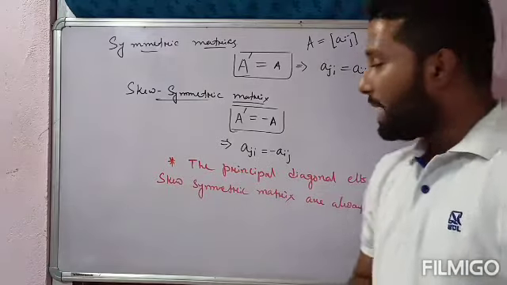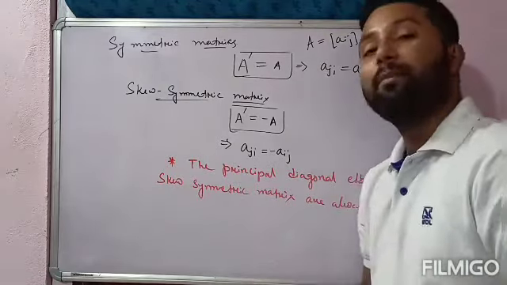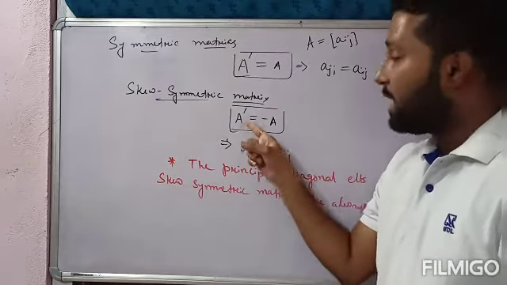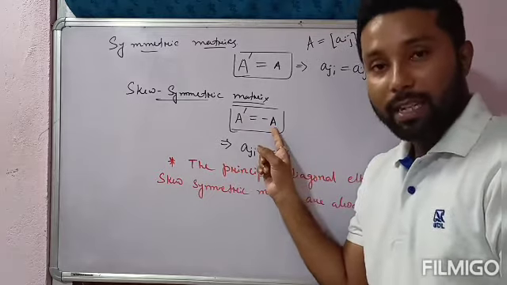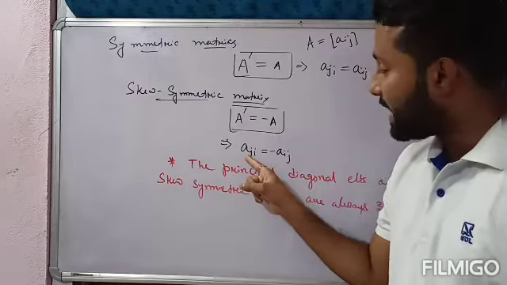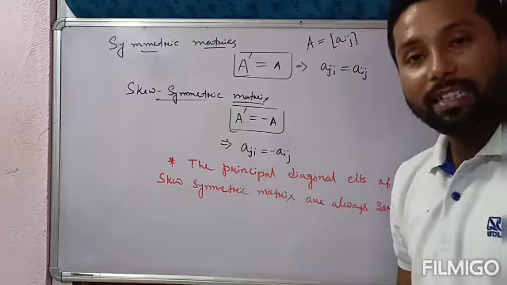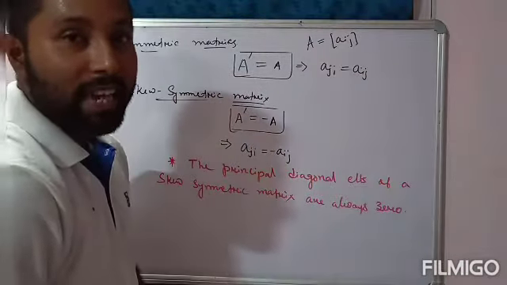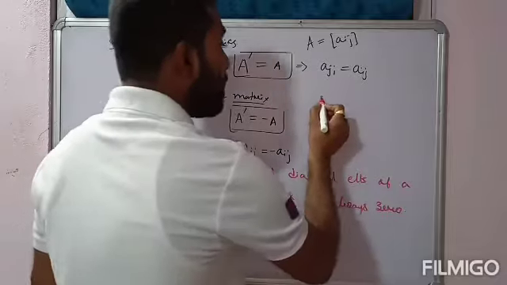Why? Why are the principal diagonal elements of a skew symmetric matrix always zero? See, what is the condition of a skew symmetric matrix? A transpose is equal to minus A, which means Aji is equal to minus of Aij. Now what is the condition of a diagonal matrix? What is the condition for the diagonal elements?